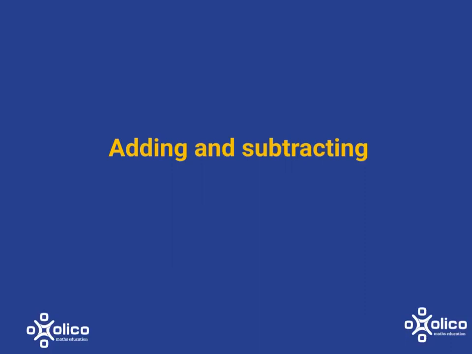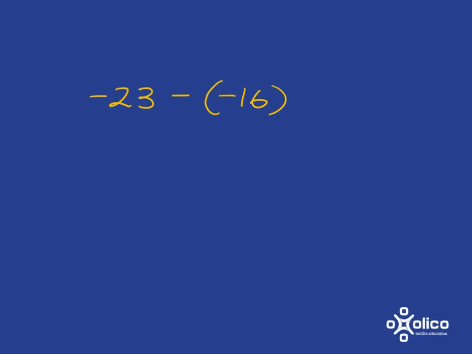Let's put together everything now that we've been working on with adding and subtracting, including negative numbers. So, if you are asked to do a calculation like this, your very first step needs to be the following. You need to deal with the brackets. So here we are subtracting a negative, taking away some cold, so obviously we're going to be going up. It's the same as adding. Taking away a negative is the same as adding.